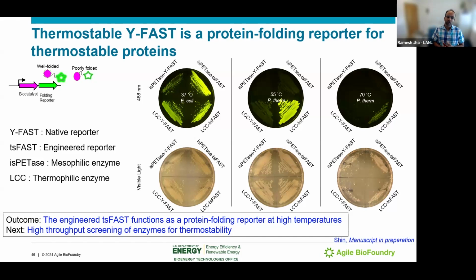So basically, the engineered TS-Fast functions as a protein folding reporter at high temperatures, and we are very much interested to use this particular approach to diversify the enzyme of interest and screen them for thermostability at high temperature. That was my final slide.